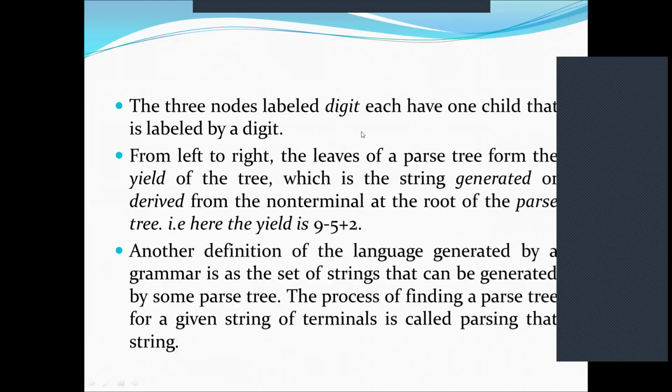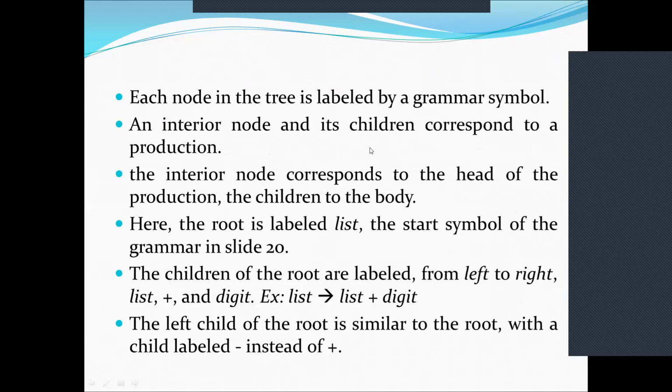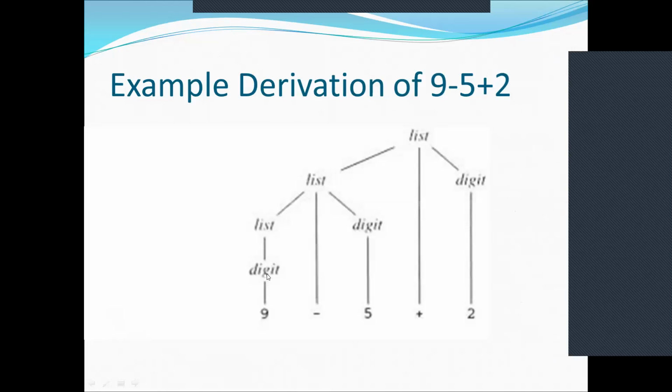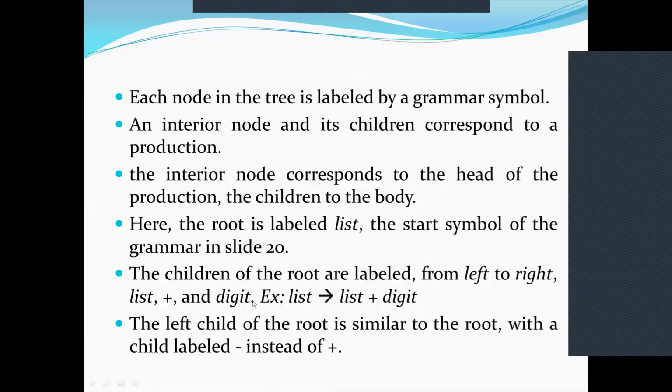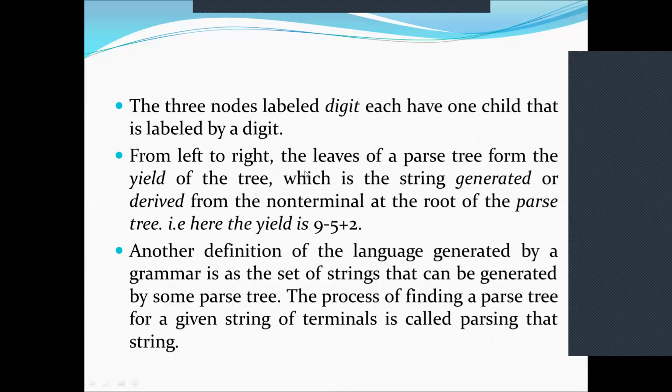Then the three nodes labeled digit each have one child that is labeled by a digit. As I said, you'll see all the three digits, here 9, here 5, and here 2. They are labeled with the three numerical values, or three digits, you can say.